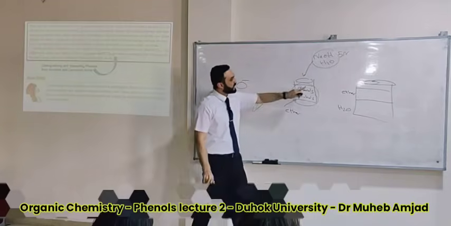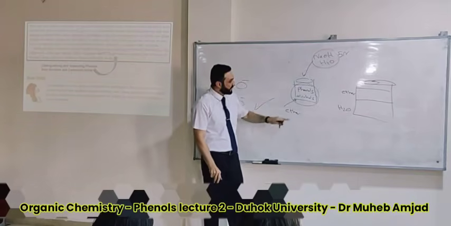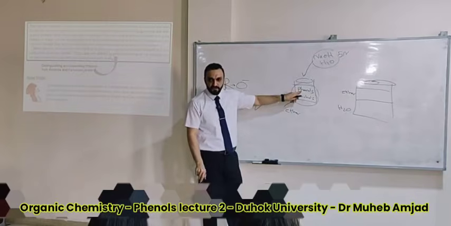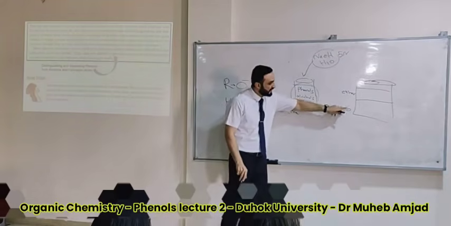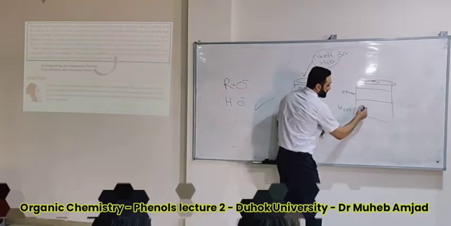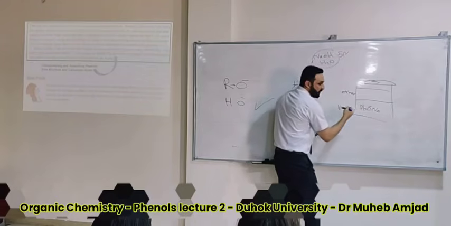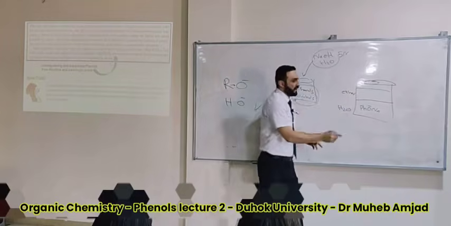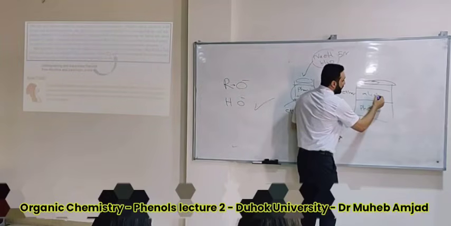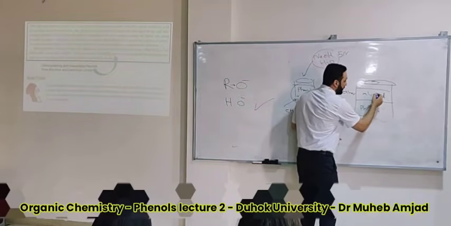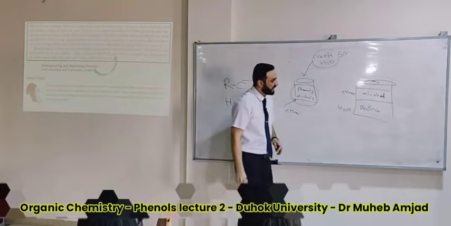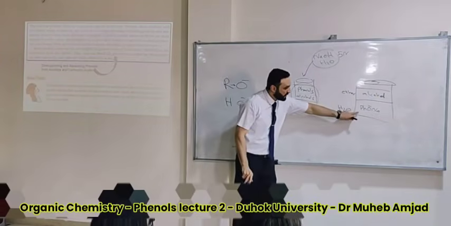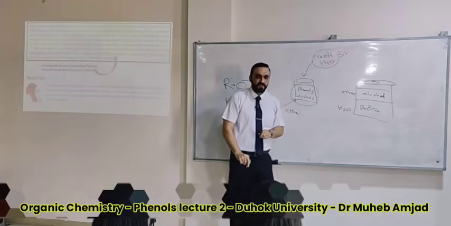The phenol will react with NaOH and give you the phenoxide anion. That means it goes directly to the H2O. This is the phenoxide anion, and it goes to the water layer. The alcohol remains with the ether. That means you have 2 layers, one with the phenol, one with the alcohol.